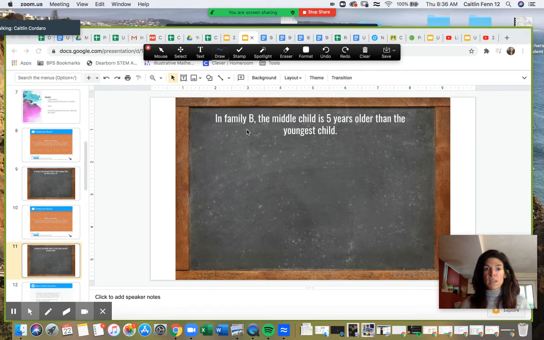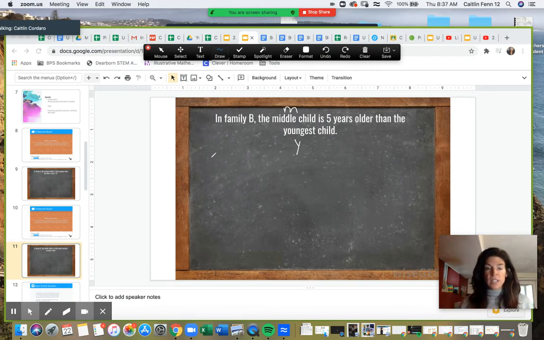So in family B, the middle child is 5 years older than the youngest child. All right, this is kind of vague. We don't know much. We don't know how old the middle child is or how old the youngest child is, but that's kind of how it works, right? As time passes, one child might get older, or they'll both get older, right? There's just a 5 years difference between the two. So let's use an M to represent the middle child's age. And let's use a Y to represent the youngest child's age.